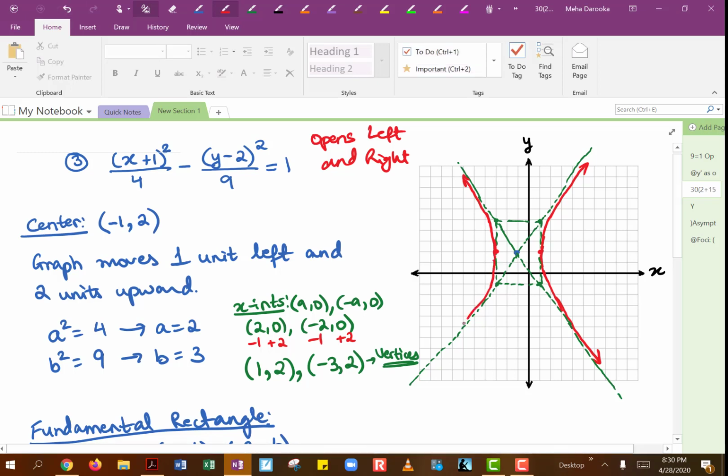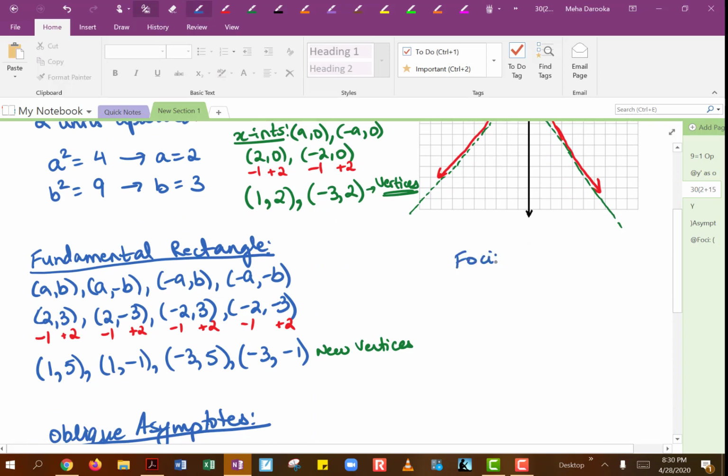And that's what the graph will look like when the center is not at 0, 0, because your center here is at negative 1, positive 2. Okay, now let's talk about the foci.